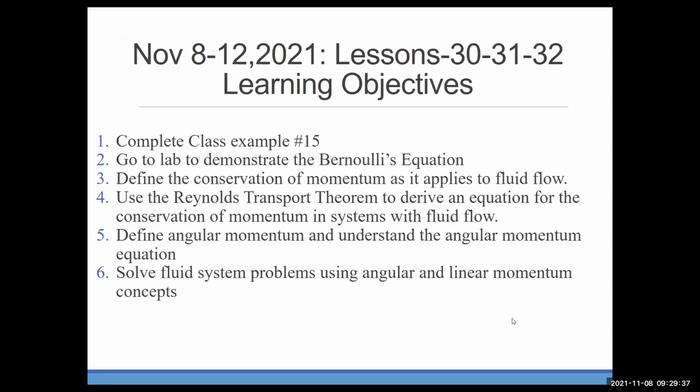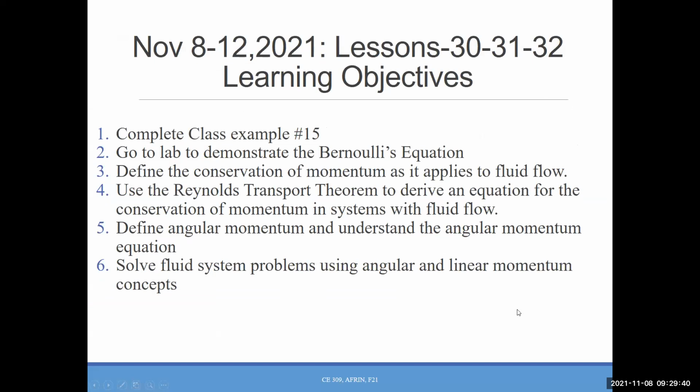Okay, the Zoom people, you can see this screen on your computer. So we completed class example 15. We went to lab to demonstrate Bernoulli's equation, so the first 2 are done. Now the class lecture you have is for this whole week, for the next 3 lectures. So please make sure you bring that Wednesday and Friday.